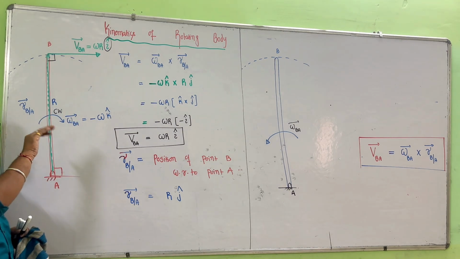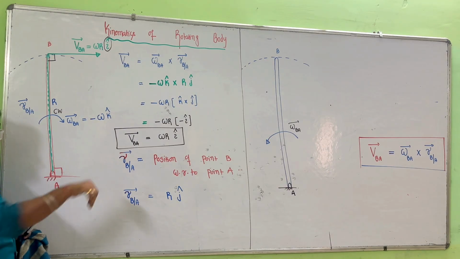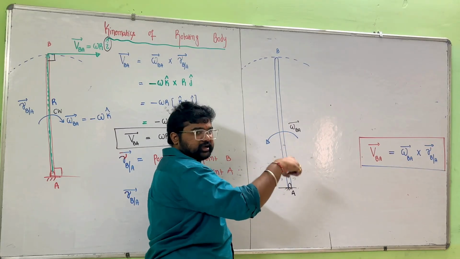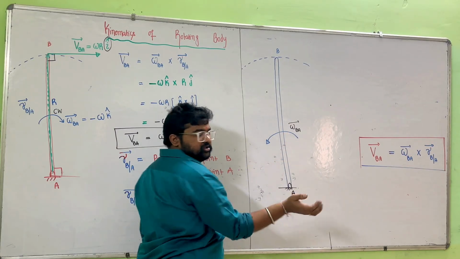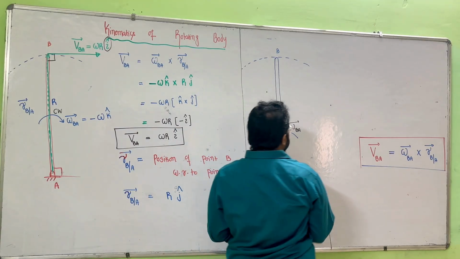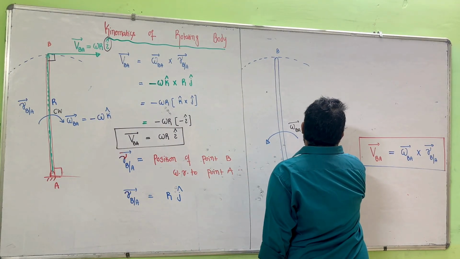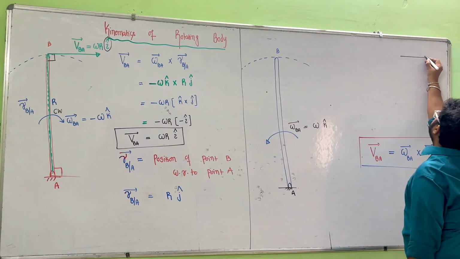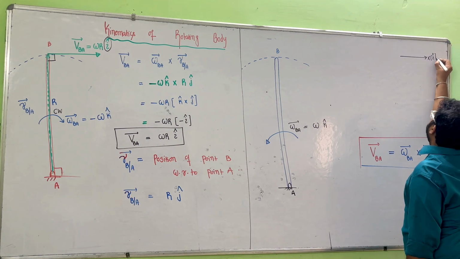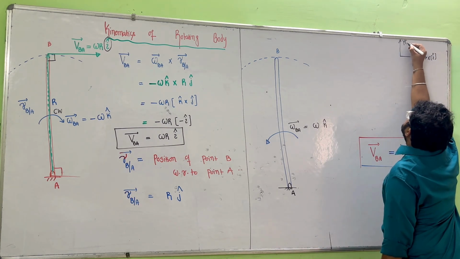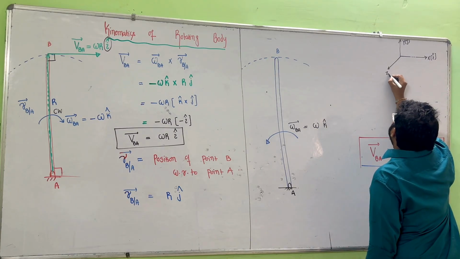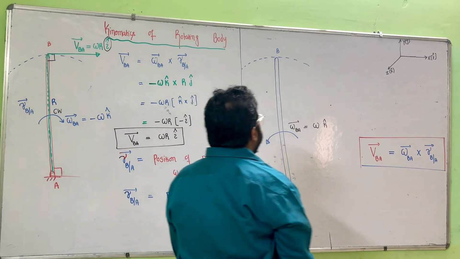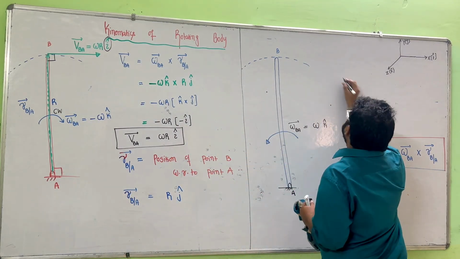Keep clock on the board. Tick, tick, tick. Clear? Clockwise, inward. Keep clock here, anti-clockwise, outward. That is omega k cap. This is the reference we are taking here: X along i cap, Y along j cap, Z along k cap. Omega k cap. Now tell me, what is the velocity at point B with respect to point A?